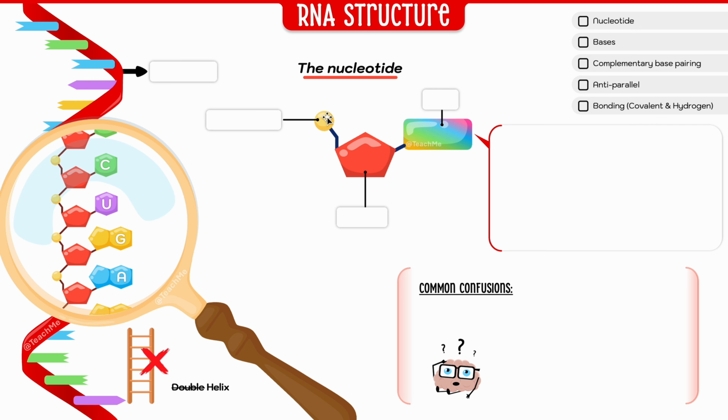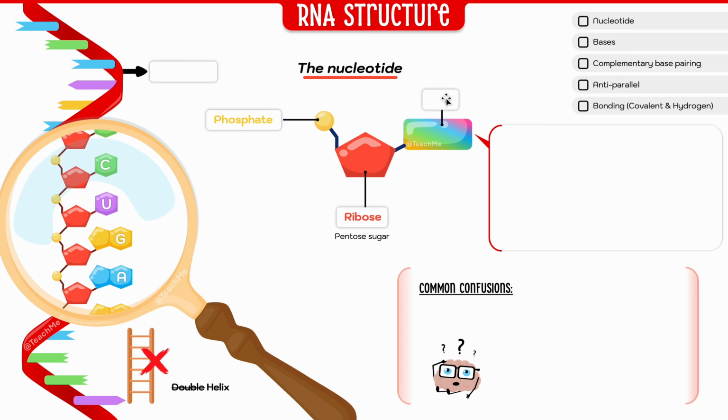So we know one of the components is a phosphate. That's the same as DNA. The next component is a pentose sugar. But remember how I told you there are different kinds of pentose sugars? This one is not the same as the one in a DNA nucleotide. No, it's not a deoxyribose. This is a ribose. That's a big difference.